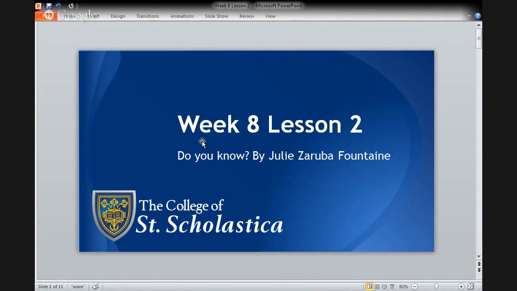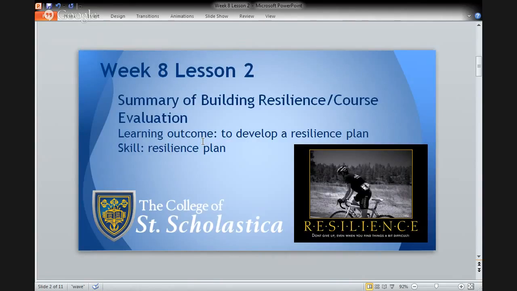Welcome to the final lesson of the course. The aim for this lesson is to build out a resilience plan for your future. As I just mentioned, we'll wrap up the course this week with a resilience plan. First, we will review the key concepts of resilience.